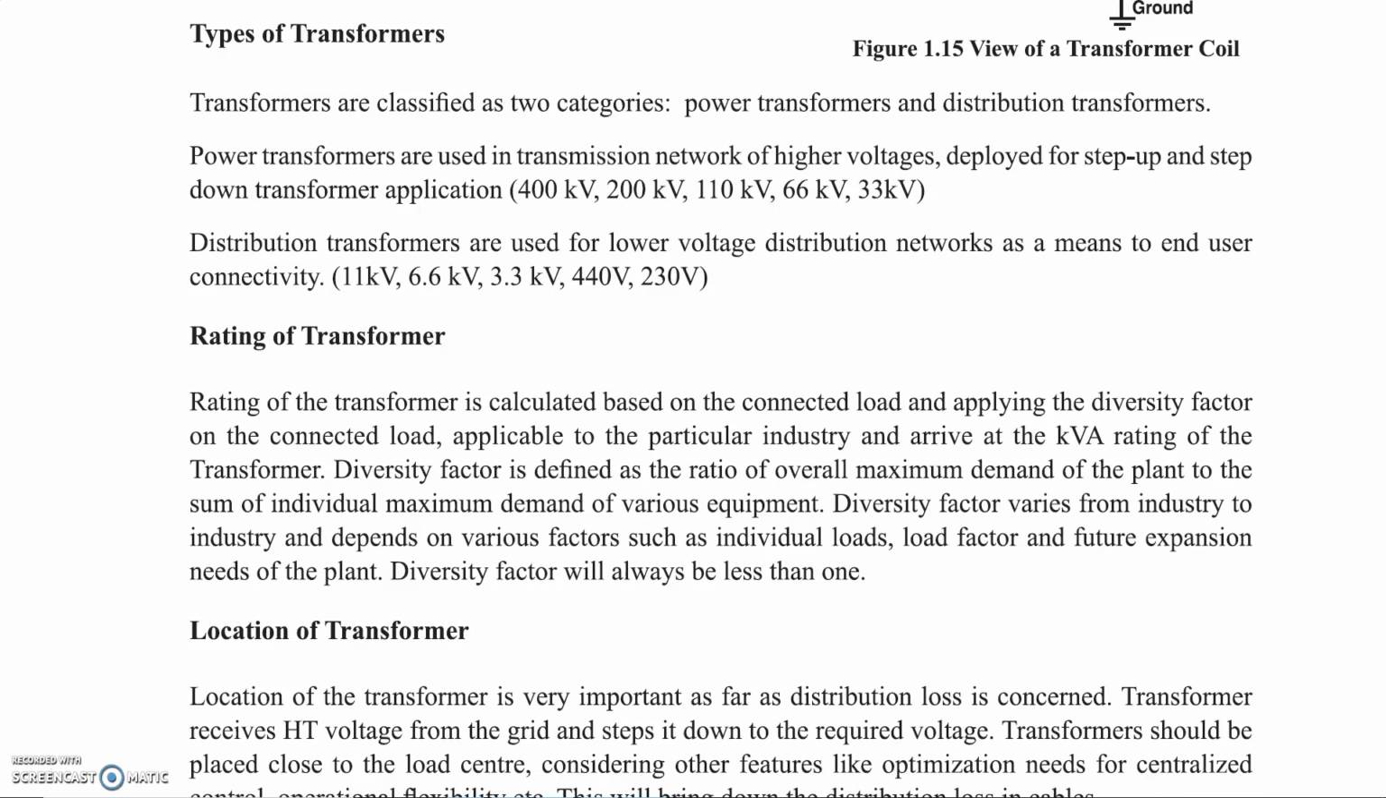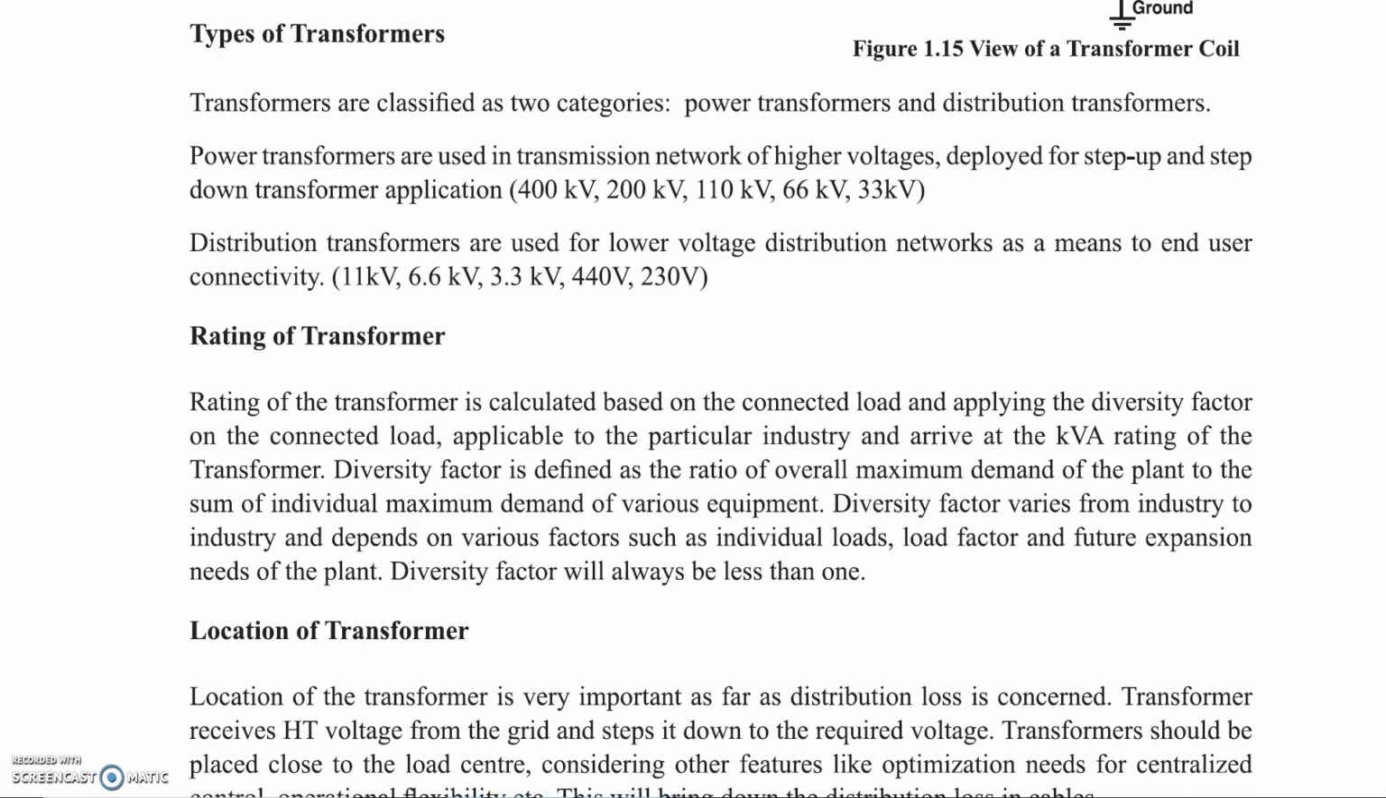Okay, now these ratings of transformers, like which voltage level and which kVA level, the apparent power level, what will be the rating of the transformer, that is calculated based on the connected load and applying the diversity factor on the connected load. Now, connected load is, let's say if you have to install a transformer in a campus, in an apartment. There is an apartment where a number of houses, flats are there. So in that apartment you have to install a transformer. So what will be the rating of the transformer?